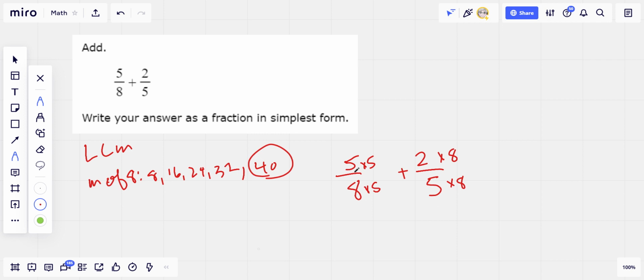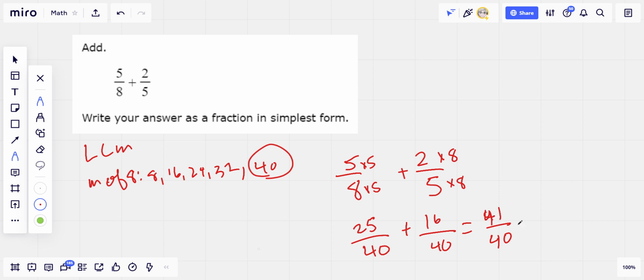All right, let's rewrite this. 5 times 5 is 25. 8 times 5 is 40. And we've got our plus sign. 2 times 8 is 16. And 5 times 8 is 40. And let's see, we're going to add 25 plus 16. I think I can do this in my head. 20 plus 10 is 30. 5 plus 6 is 11. 30 plus 11 would be 41. So this is 41/40ths. Well, that's interesting. So it's 1 and 1/40th if you wanted to put that as a mixed number. We don't need to put it as a mixed number.